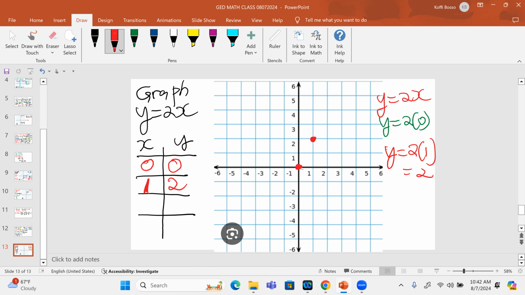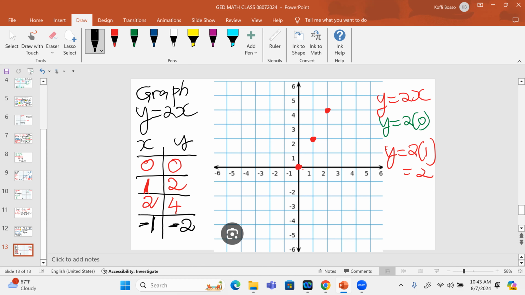Okay, let's choose another value for x. If I choose, for example, 2 for x, what will be the y? Exactly, 4. It's like we are doubling, so times 2. So (2, 4). You're going to be somewhere here. Let's check. Suppose I have negative 1 for x. What will be the y? Exactly, negative 2, because 2 multiplied by negative 1 is negative 2.